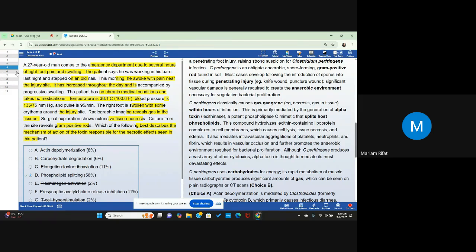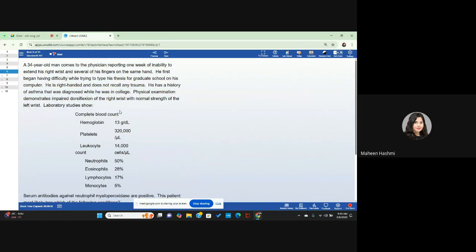Mucor, mucormycosis. Mucor and Rhizopus are the fungi that cause gangrene-like infections, picture them in diabetes mellitus patients or even in immunocompromised patients. All right, so we come to question number 6.